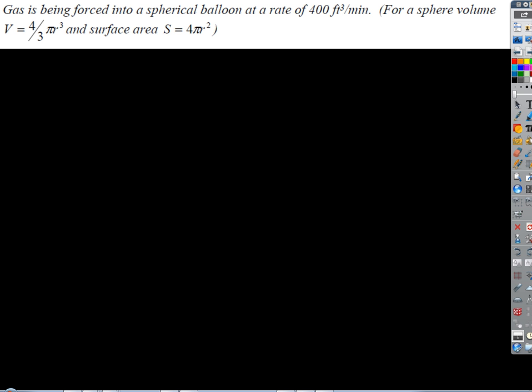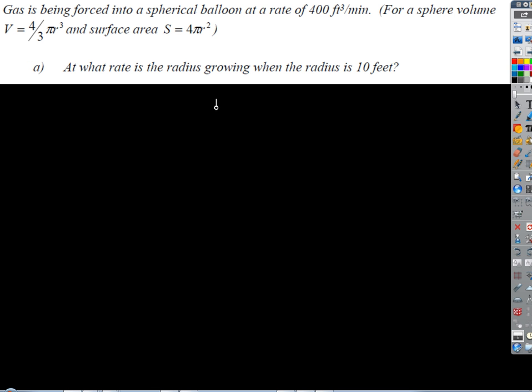So let's read this question here and see if we can come up with a way to at least start our exploration. Gas is being forced into a spherical balloon at a rate of 400 cubic feet per minute. What is it that we're trying to find? We're trying to find at what rate is the radius growing when the radius is 10 feet. So first, let's figure out what quantity we are trying to find. At what rate is the radius growing?